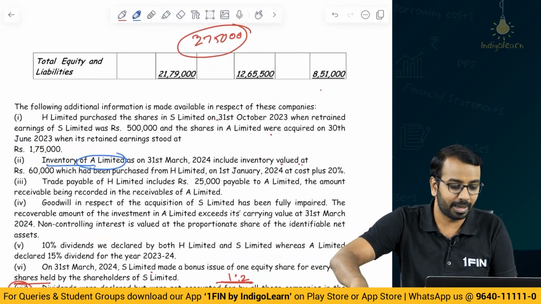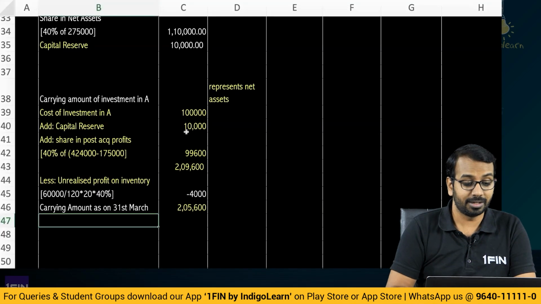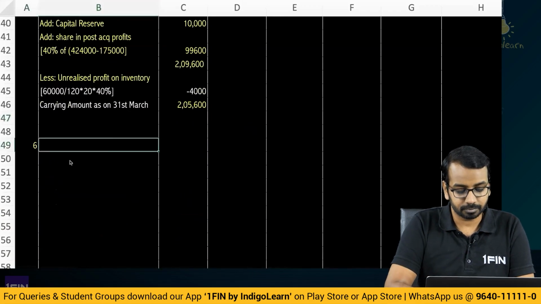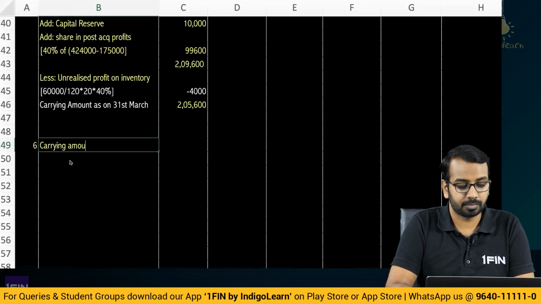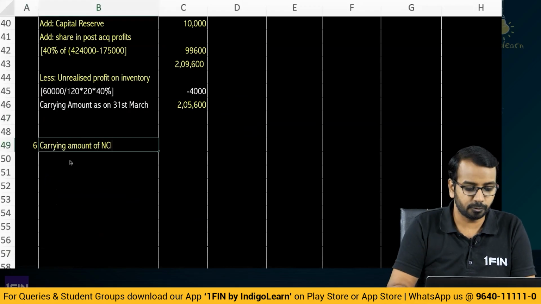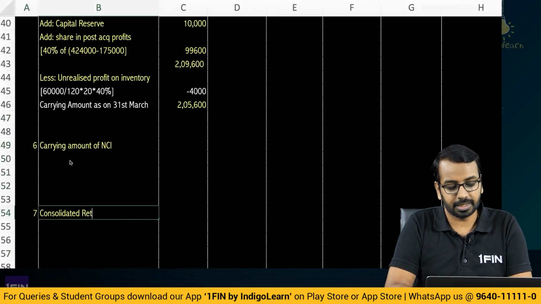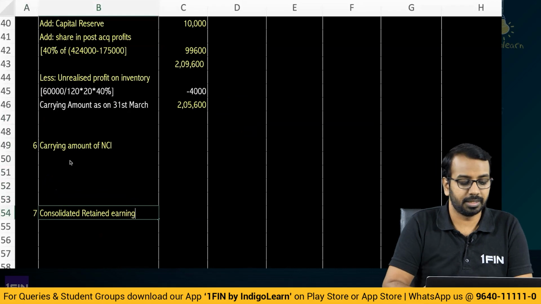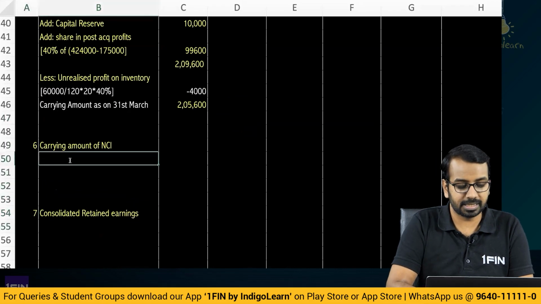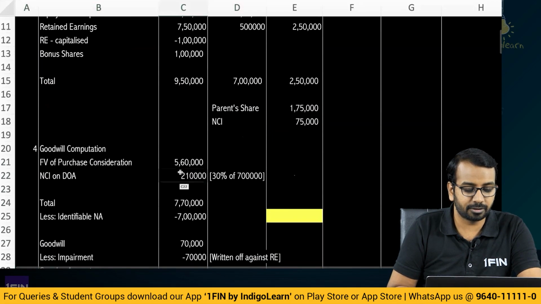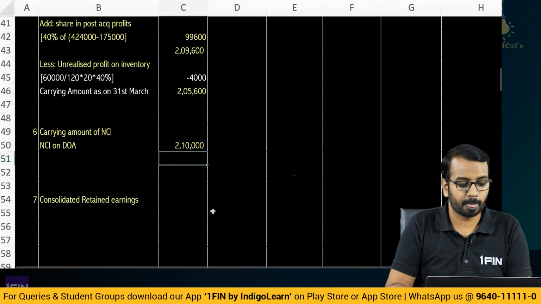Okay. So now let us draw the balance sheet, but before we draw the balance sheet, we are left with one important working, that is carrying amount of NCI. This we could have actually done earlier also, and consolidated retained earnings. So for carrying amount of NCI on date of acquisition, you will take it from working note previously where we have done. NCI on date of acquisition is 2,10,000.